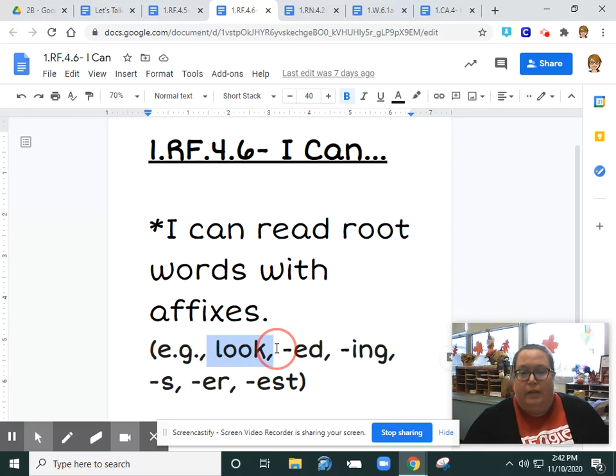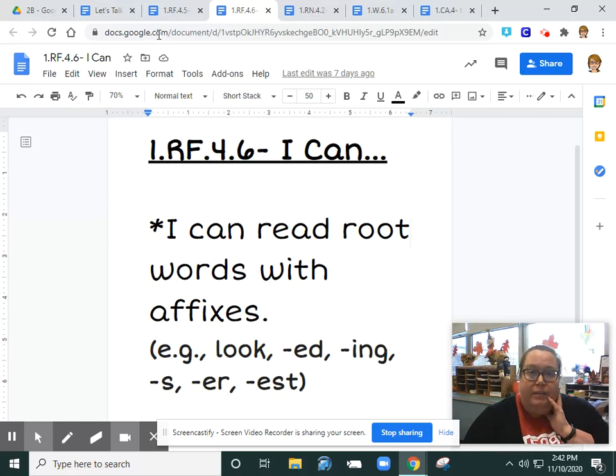Here's the root word look. This is just an example. The root word is look, and you could add ed, you could add ing, you could add s, er, or est on the end of the word look to make new words. We'll talk about other root words. We'll talk about other endings and what those endings do, how they change the word, and so on. We'll also talk about how to read words that have endings and how to pick out the root word and that sort of thing.